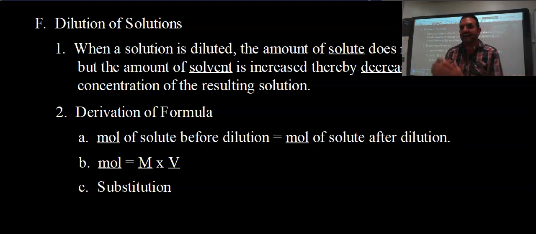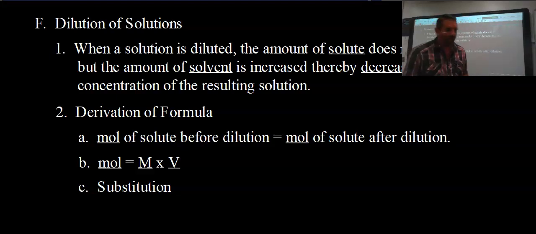So molarity times volume in liters will give you moles. So let's substitute that. We have moles before you dilute is the same as moles after. So M times V before you dilute is equal to M times V after you dilute. And so this is the formula, or how I write it for dilution.